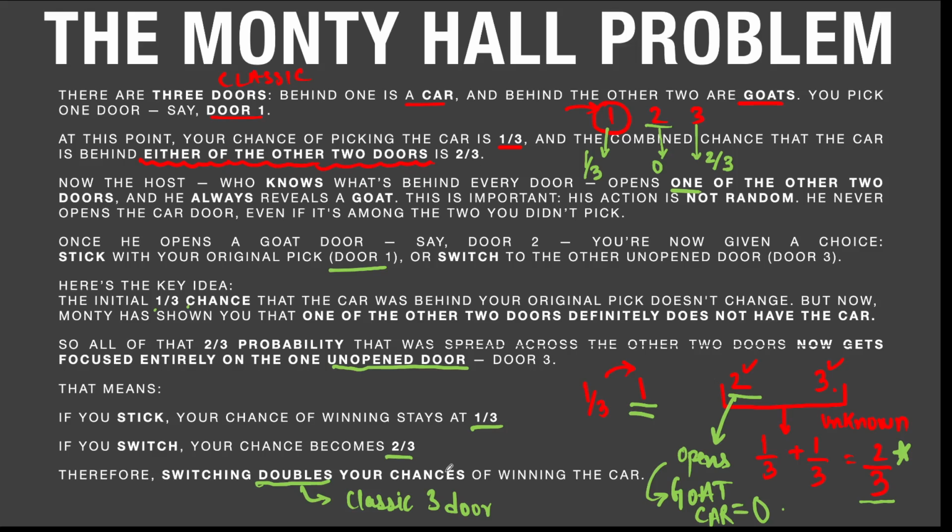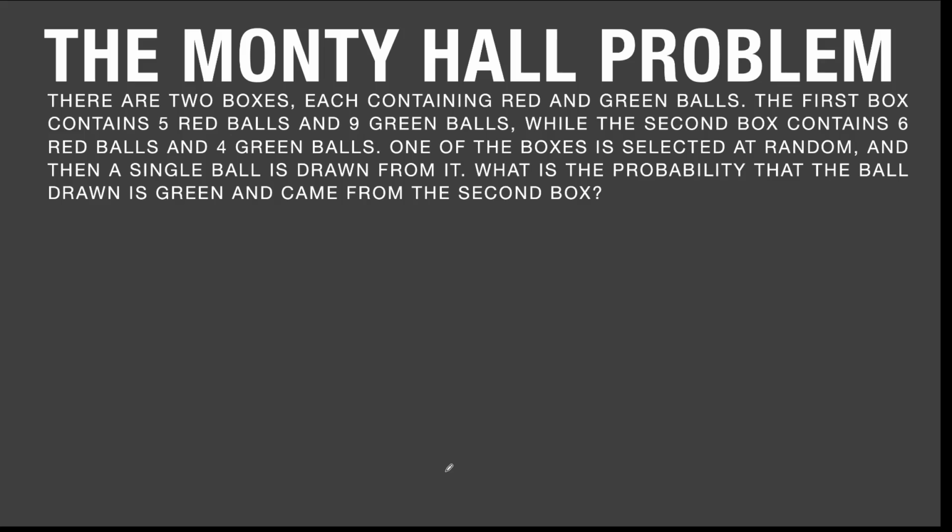Now I will be taking you to one example question which is not Monty Hall, but it will give you insights into joint probability. Okay, this is also called conditional probability, but I will call it joint probability as well. Try to understand this question. There are two boxes, each containing red and green balls. Let's call this box A. Let's call this box B.